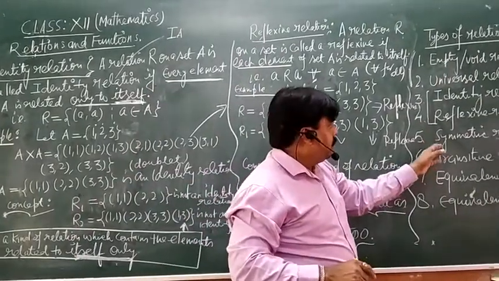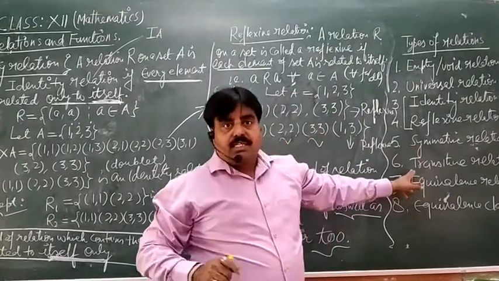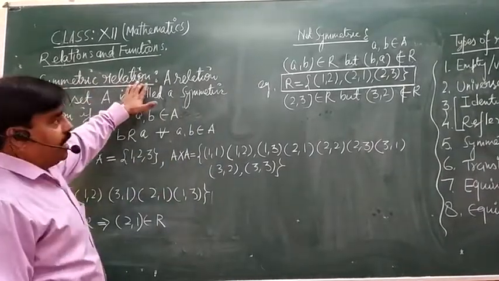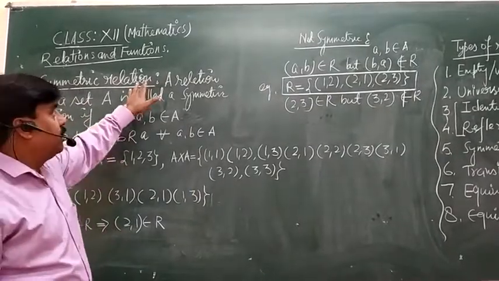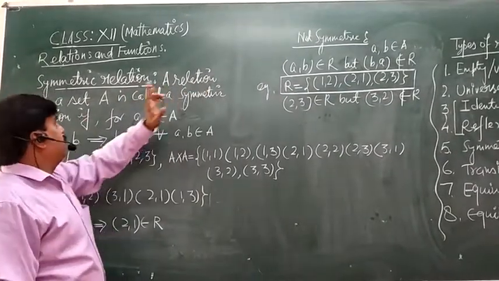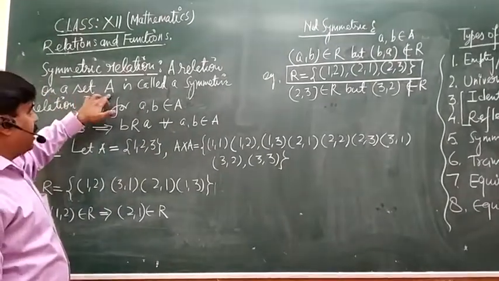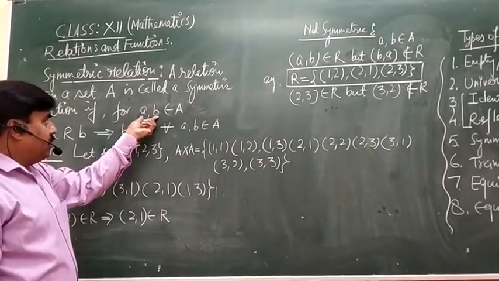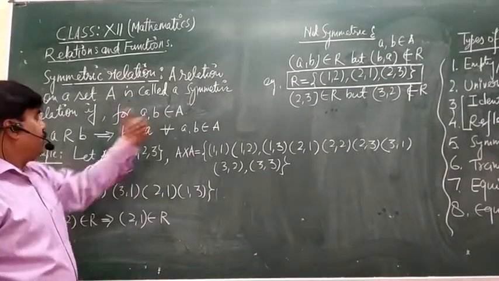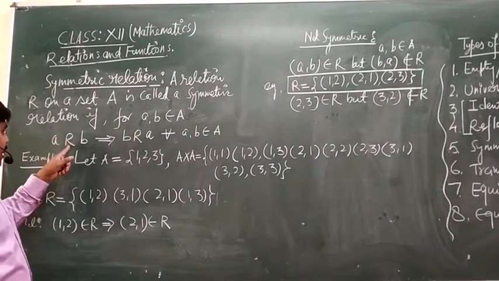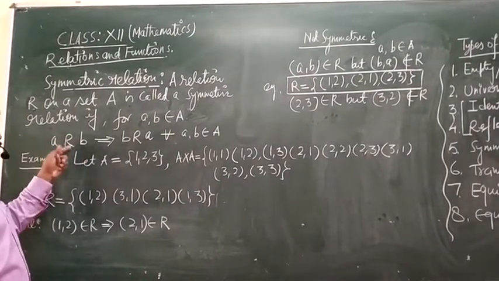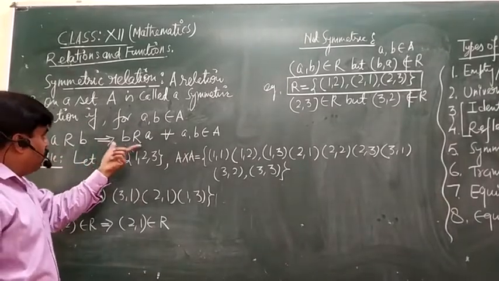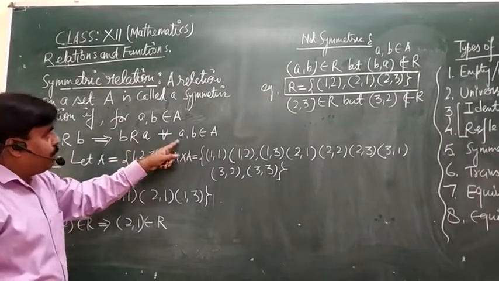Now we will discuss symmetric relations and transitive relations. Okay, first the symmetric relation. Which relation is known as a symmetric relation? A relation R on a set A is called a symmetric relation if for every a, b belonging to set A, whenever a is related to b, meaning (a, b) is in R, then (b, a) should also be in R.